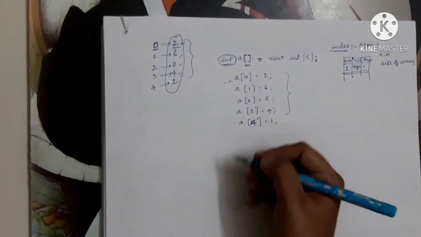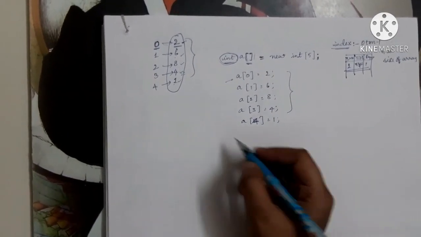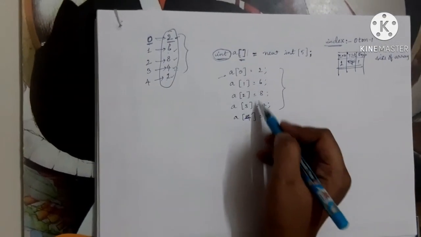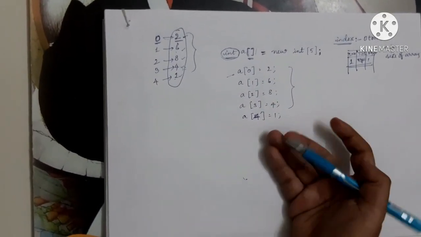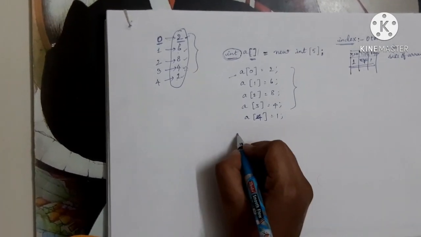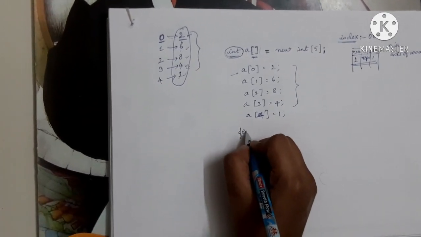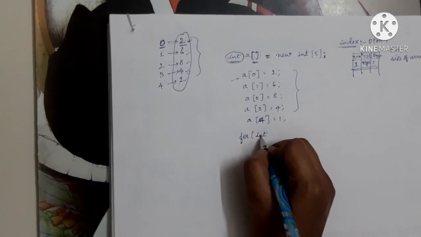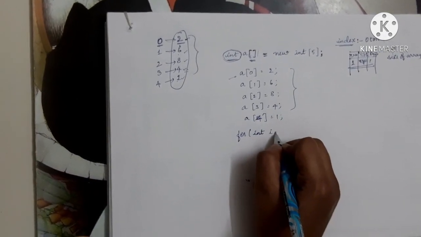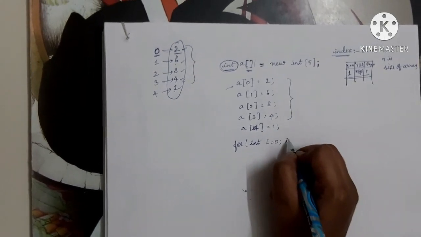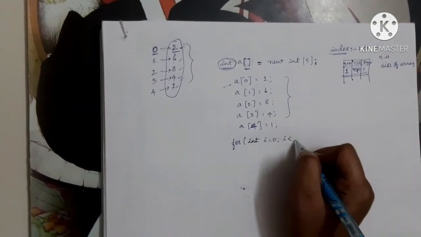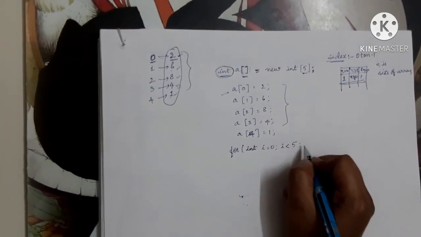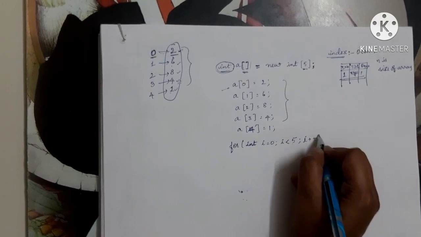Now if we need to get the output, what we need to do? We need to read all these numbers, and we need to get the output. So for that, in a simple way, we could just use a for loop. For int, we need to specify the data type, int i equal to 0 and i is less than the size of the array. The size is 5, so i less than 5, i plus plus.